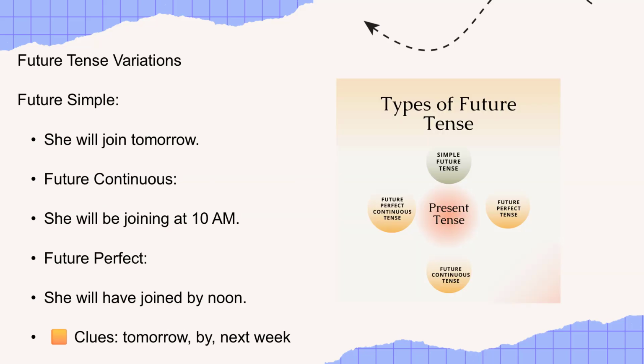Future tense variations. Let's now examine the different forms of future tense. Use future simple for decisions or predictions, like she will join tomorrow. Future continuous shows planned future activity, like she will be joining at 10. Future perfect expresses completed action before a future point, like she will have joined by noon. Look for time clues like tomorrow, by, and next week. These patterns help you sound natural and prepared.